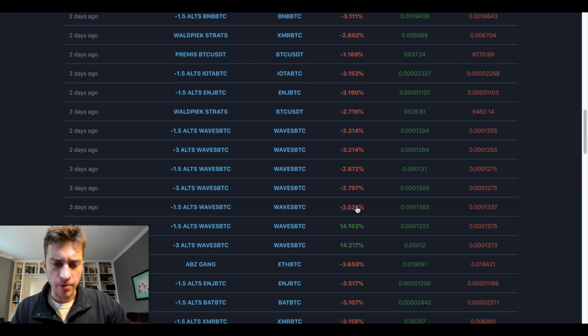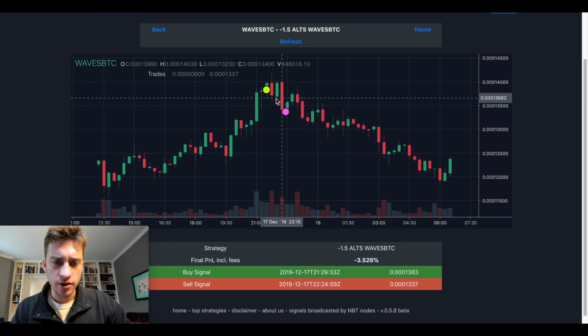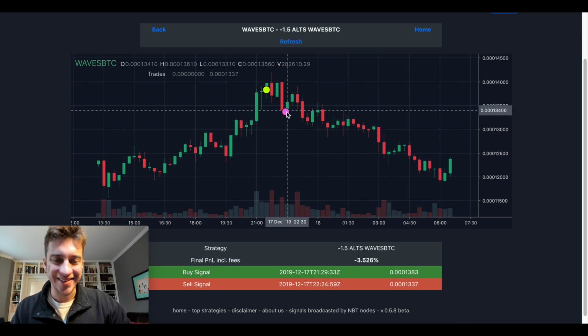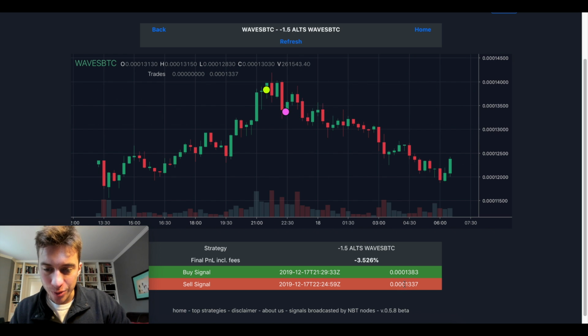Some other ones, minus 3.5 on Waves. Short here, buy here. Look at that. You can buy at the 1337 where it sold right here, right?